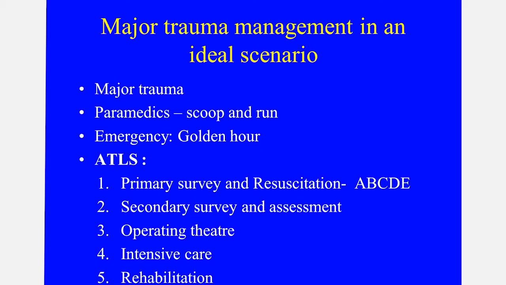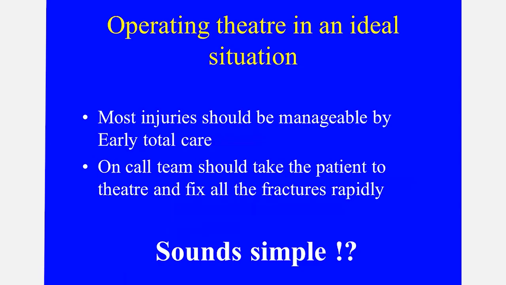Then if the patient was really bad, they would go to the operating theater where they would have some kind of surgery and then be shifted to the intensive care department. And finally, at a later date, rehabilitation would be done. Now, in an operating theater, in an ideal situation, most of the injuries will be managed by early total care, and the on-call team would take the patient, arrange everything, and fix all the fractures rapidly. So does it sound simple to you?